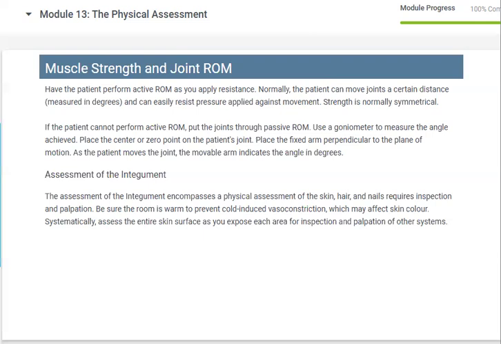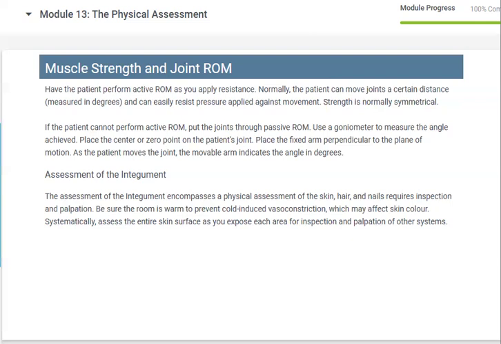Assessment of the integument. The assessment of the integument encompasses a physical assessment of the skin, hair, and nails, and requires inspection and palpation. Be sure the room is warm to prevent cold-induced vasoconstriction, which may affect skin color. Systematically, assess the entire skin surface as you expose each area for inspection and palpation of other systems.